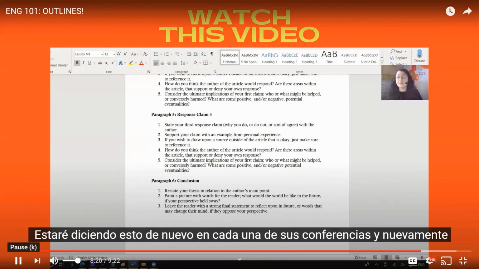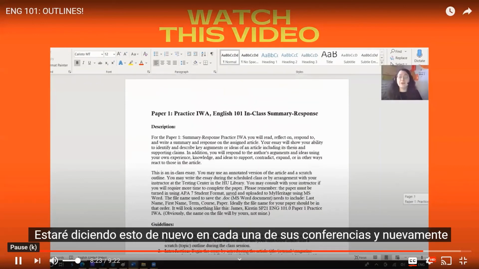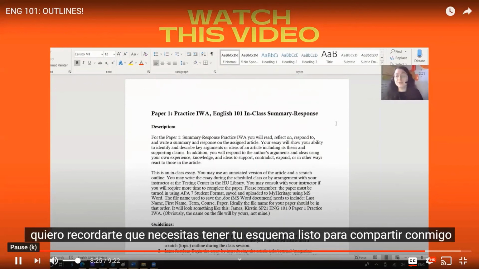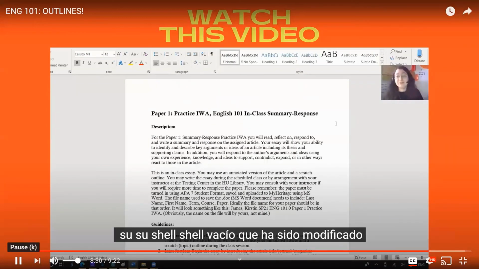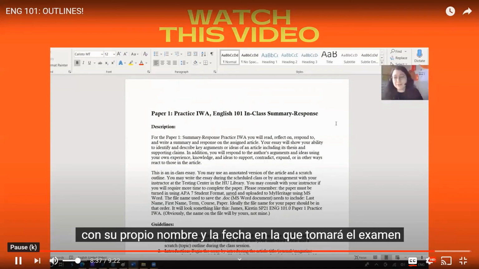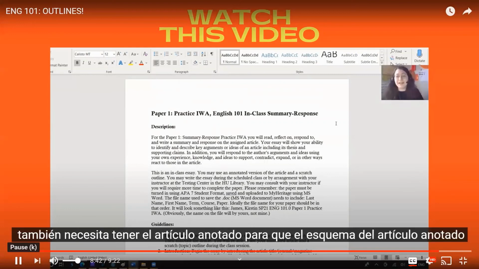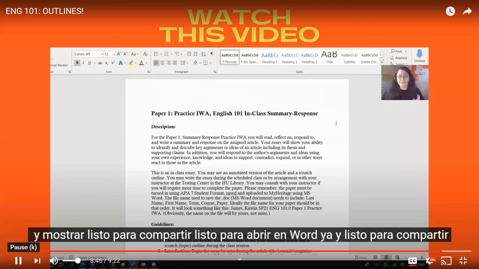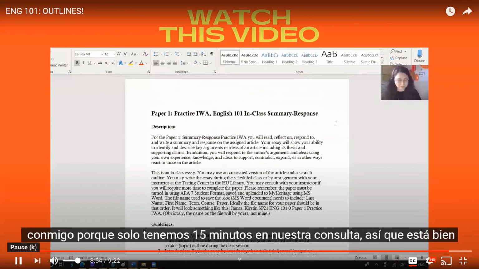I will be saying this all over again in each of your conferences. And again, I want to remind you, you need to have your outline ready to share with me, your empty shell that has been modified with your own name and the date that you'll be taking the exam. You need also to have the annotated article. So annotated article, outline, and shell ready to share, ready to open up in Word already, because we only have 15 minutes in our consultation.